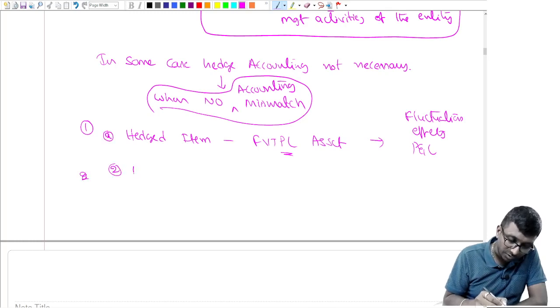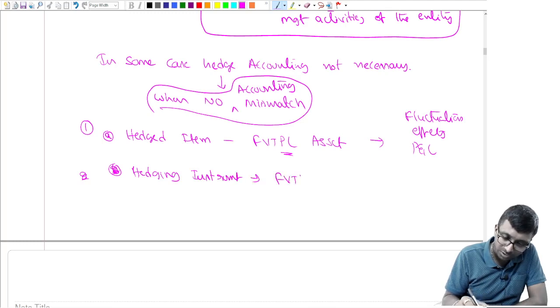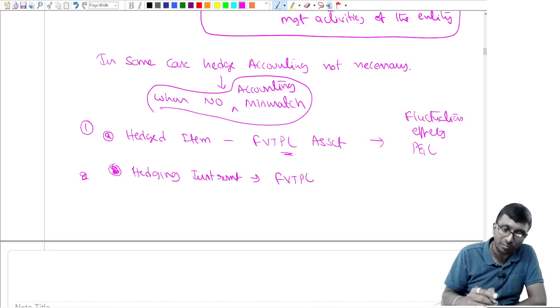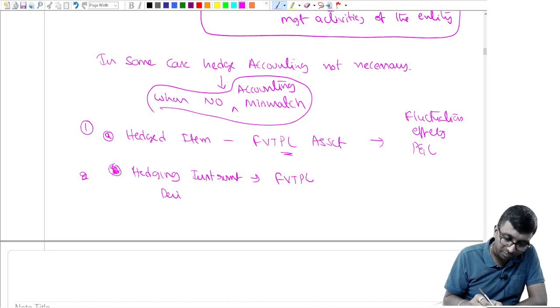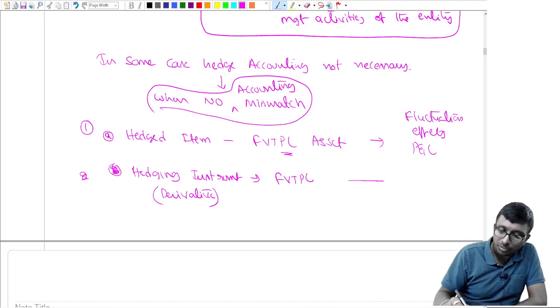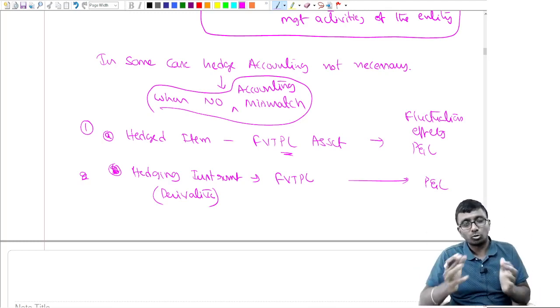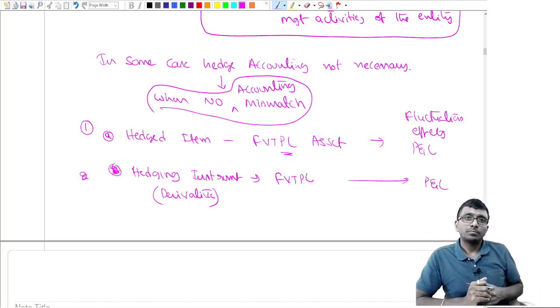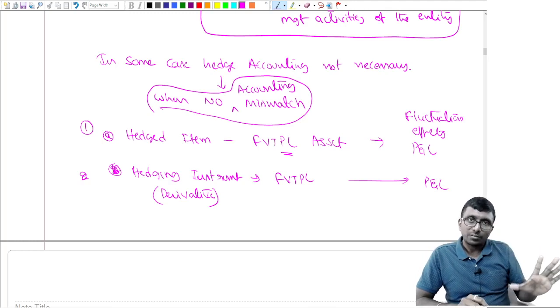Second, B, is the hedging instrument. The hedging instrument is also obviously an FVTPL category. It must be a derivative, and a derivative is always FVTPL. So this is also FVTPL, meaning the effect also falls in P&L. Both are measured at fair value, and both effects are given to P&L.